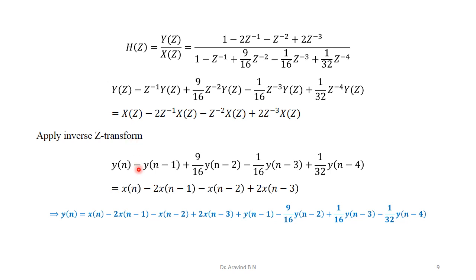We have got the terms with respect to y of n as well as x of n. Keep y of n on the left hand side. Move all the remaining terms to the right hand side. Then we are going to get the final representation of y of n. Now we need to realize this in the direct form 1 structure.